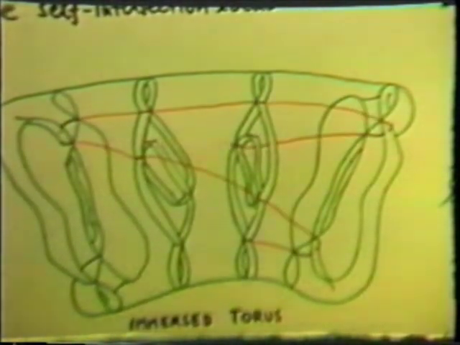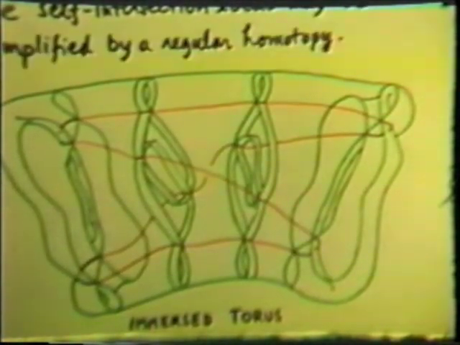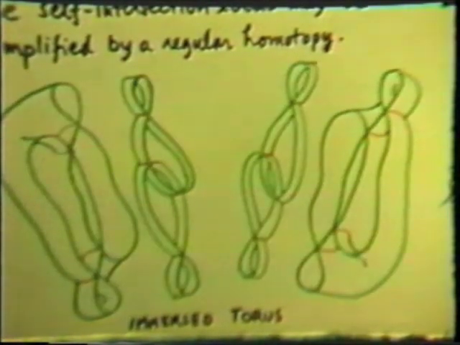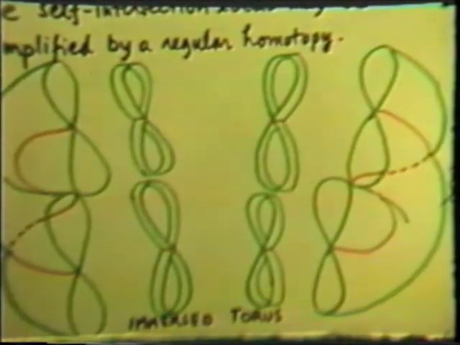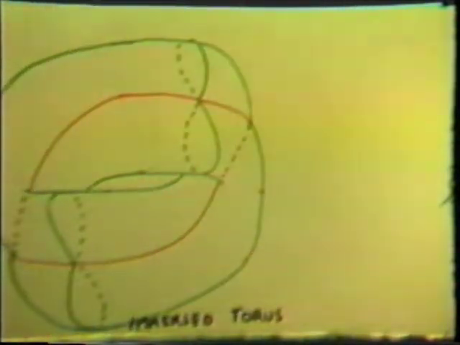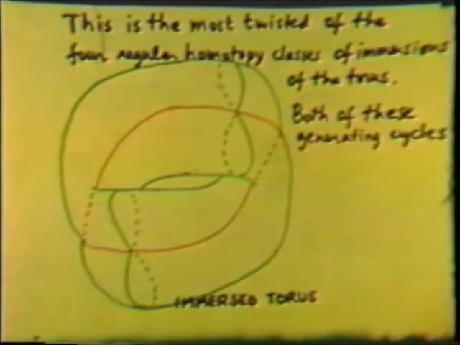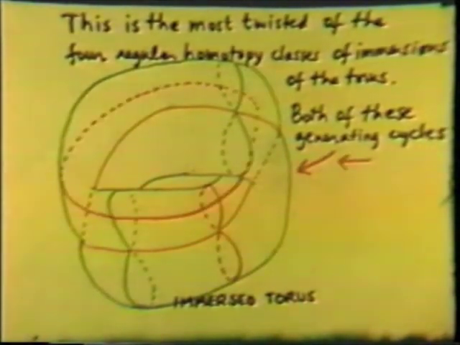The red curve is checking the self-intersection locus. We simplify it by a regular homotopy. The central portions are cut away for easier seeing. We reassemble the surface now. This is the most twisted of the 4 regular homotopy classes of immersions of the torus.